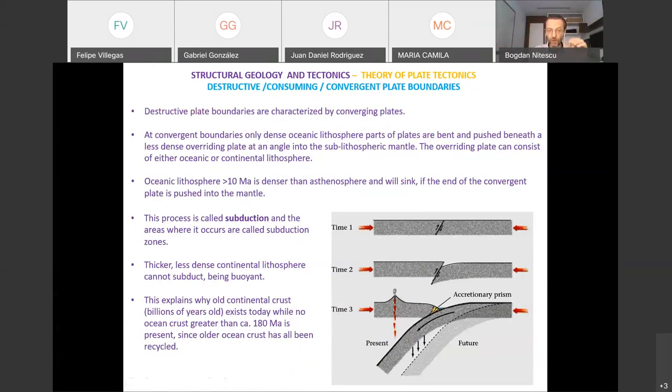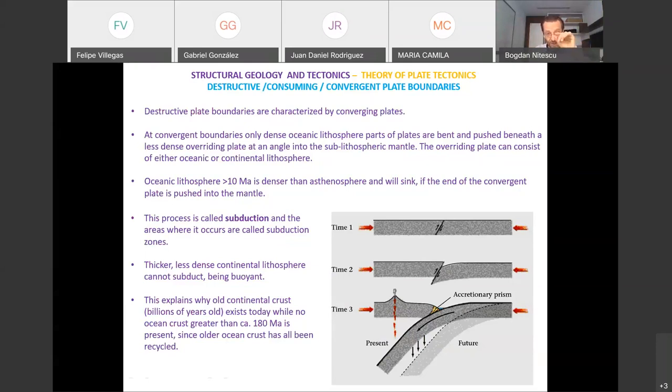But there is one rule of the game here. At these convergent boundaries, there is only one type of lithosphere that can subduct, and that is the dense oceanic lithosphere. As the lithosphere goes away from the ridge, its thickness increases. You remember, because the base of the lithosphere is an isotherm. It's defined by a physical property boundary.